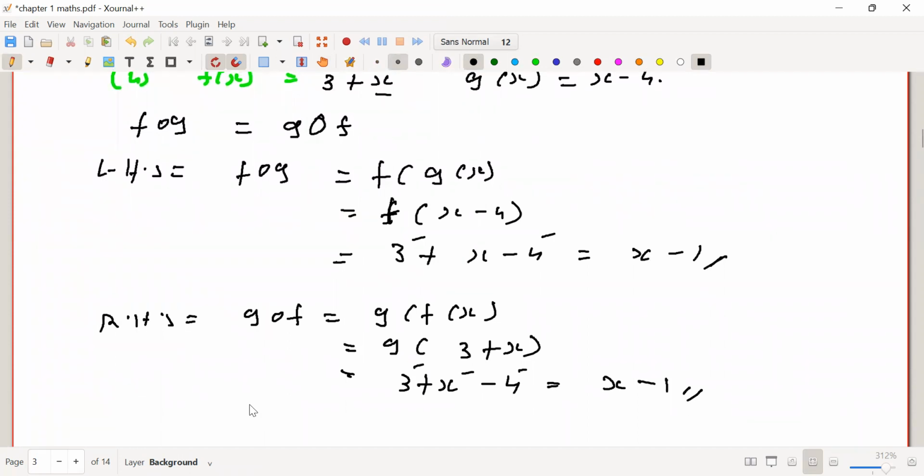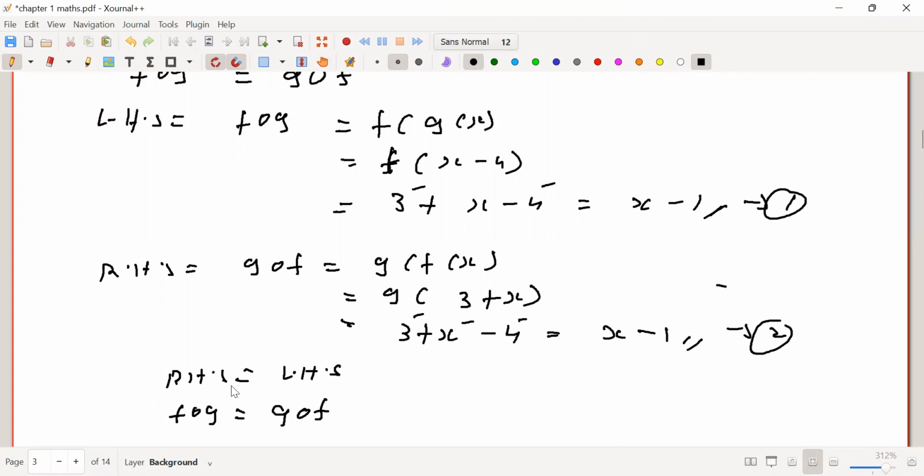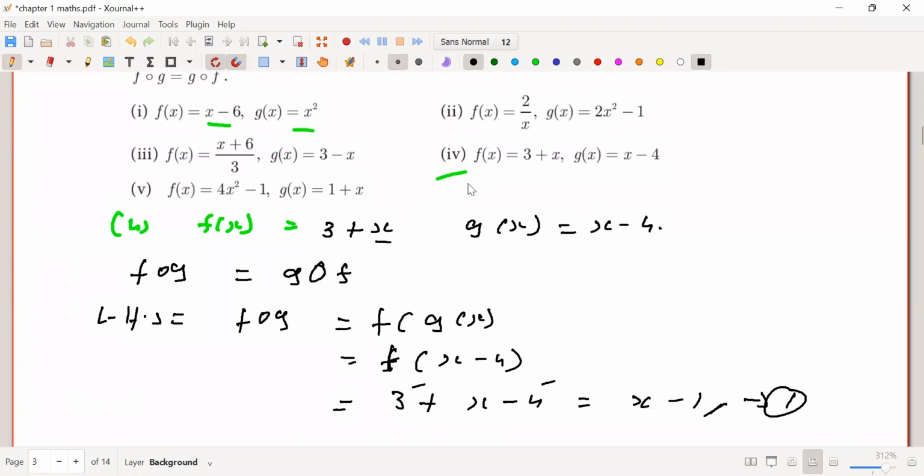It's generally not equal, but there is a possibility. I told you there is also a possibility we can get it as equal, right? So that's how we got this. Here, RHS equal to LHS. Hence, f of g equal to g of f. We can put this as equation 1 and equation 2 also. Equation 1 equal to 2. So RHS equal to LHS. Hence, f of g equal to g of f. We have to specify like this. Okay. For this sum, it came as equal.